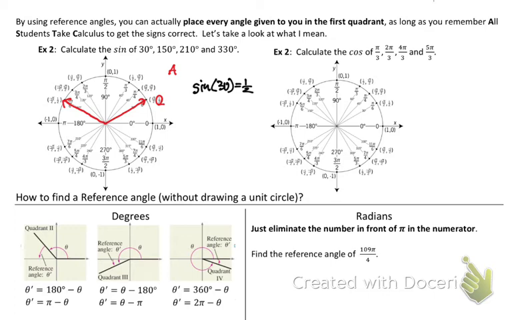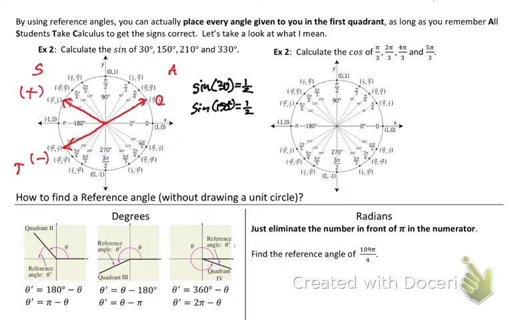We have all students take calculus, so sine is positive. It means sine is positive. All students, sine is positive. So we're going to have a positive 1/2. Sine of 150 equals a positive 1/2. When I get to 210, we are suddenly in quadrant 3. Tangent is positive, so everything else is negative. That's that all students take. So that means my sine value should be negative. I guess I could put those in parentheses. So we should have a negative 1/2.